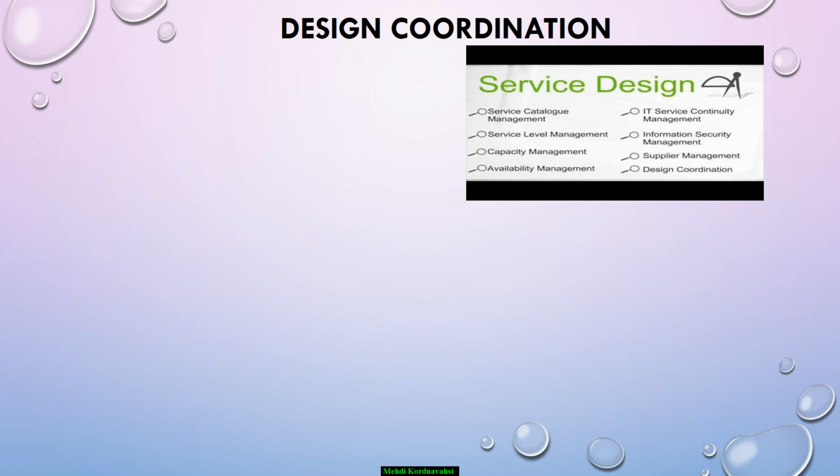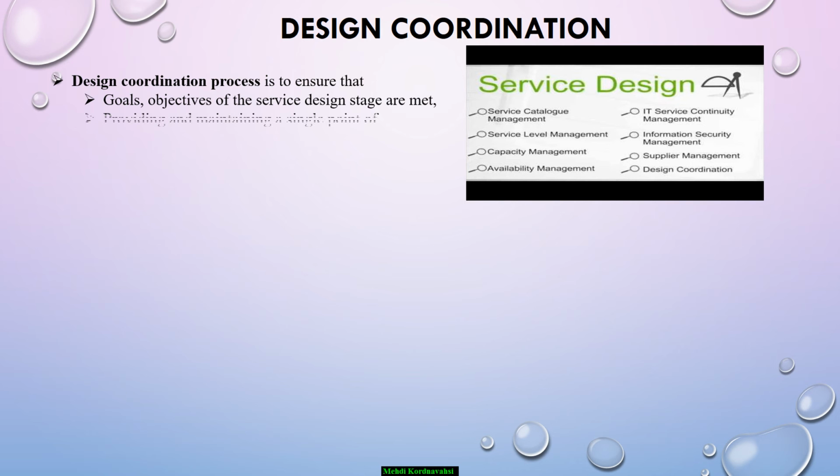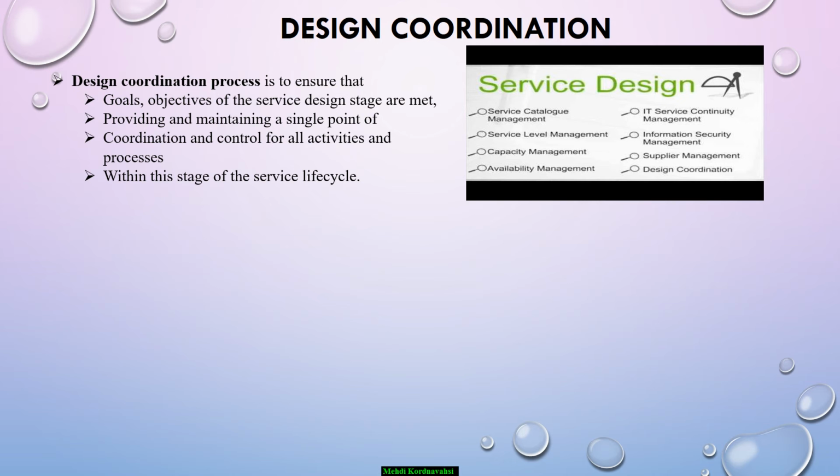In the ITIL definition, the purpose of the design coordination process is to ensure that the goals and objectives of the service design stage are met by providing and maintaining a point of coordination and controls for all activities and processes within this stage of the service life cycle. Here is a brief look at the activities of the design coordination process. The activities are divided into two groups: those applied to all design activities and those applied to a specific design.